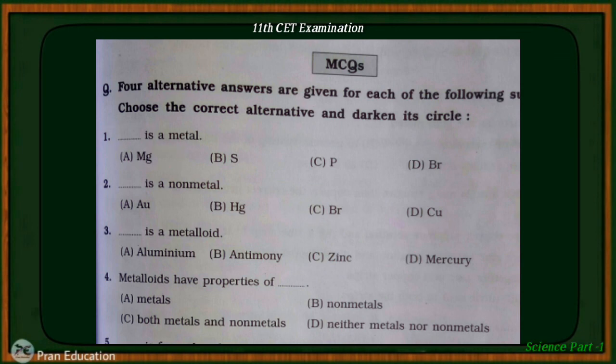Mg. Second, dash is a non-metal. Options: A. Au, B. Hg, C. Br, and D. C. The correct option is option D. C.